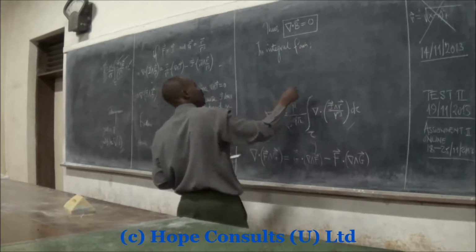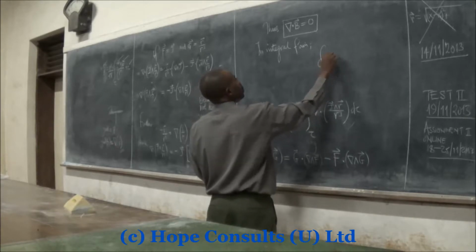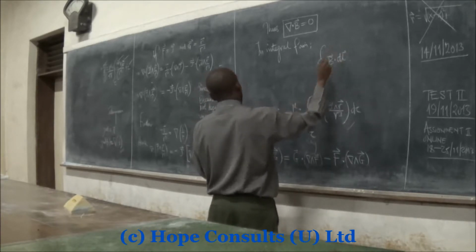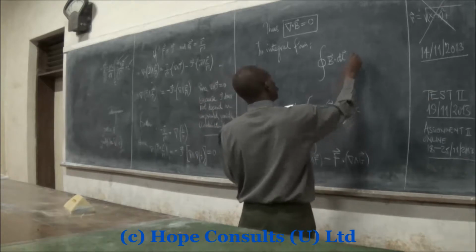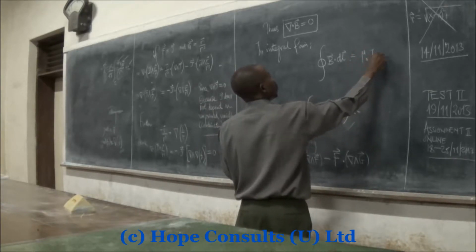we have that the integral over the closed curve C of B dot dL is equal to mu naught I enclosed.